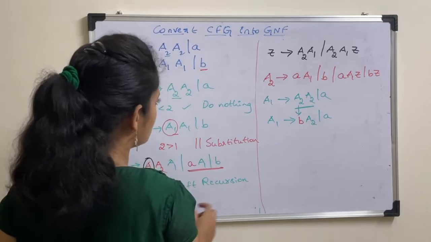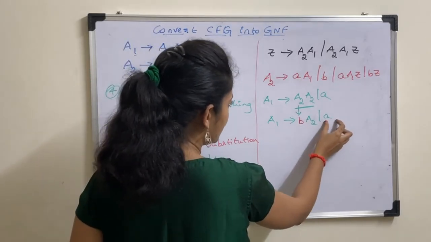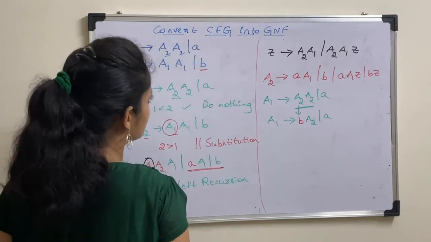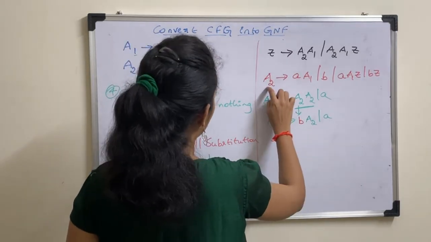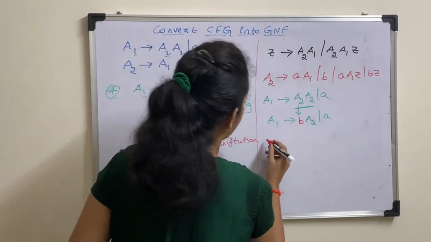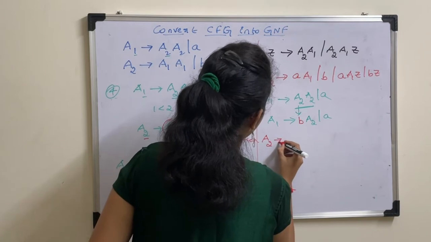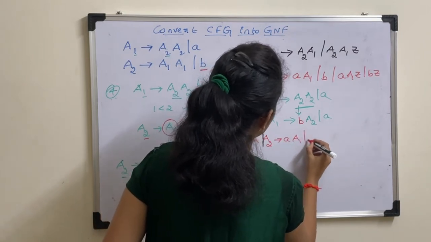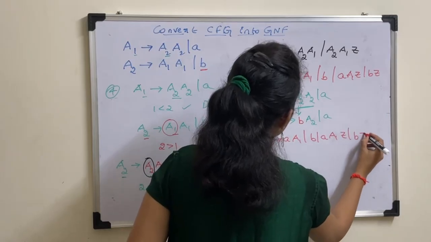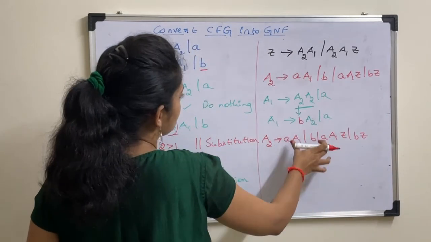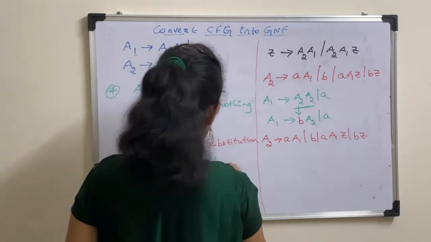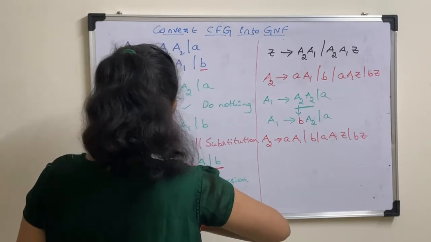Okay. So now this is in the form of GNF and we have a terminal symbol. This also satisfies CNF rules. A1 is over. Now concentrate on A2. A2 can be written as A1B, A1Z, BZ. So even this is also satisfying the rules of GNF. Now the last one is Z. So take that Z.